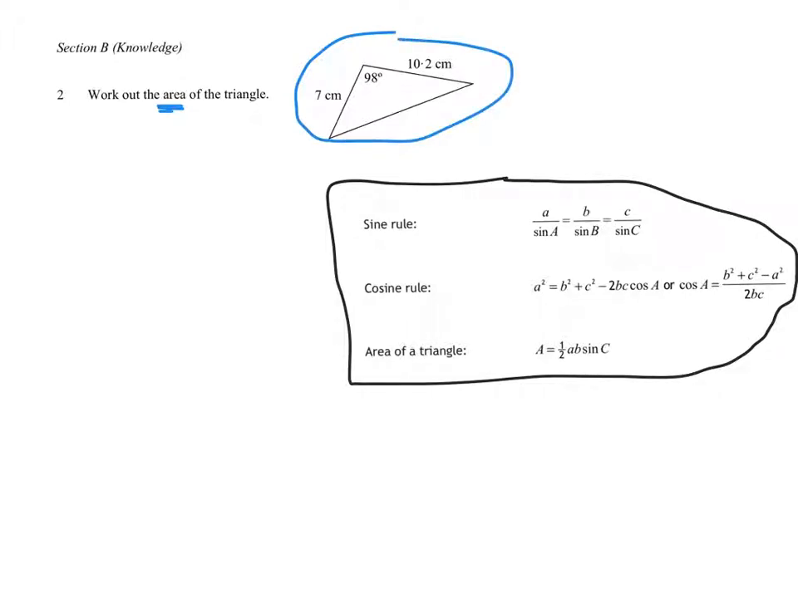So, I don't have base and height. To use our normal area equals a half base times height for a triangle, the base and height need to be perpendicular to each other, but the two measurements which I've got here aren't perpendicular to each other, the 7 and the 10.2, so I have to use this formula, area equals a half AB sine C, okay? So let's go and label the sides.